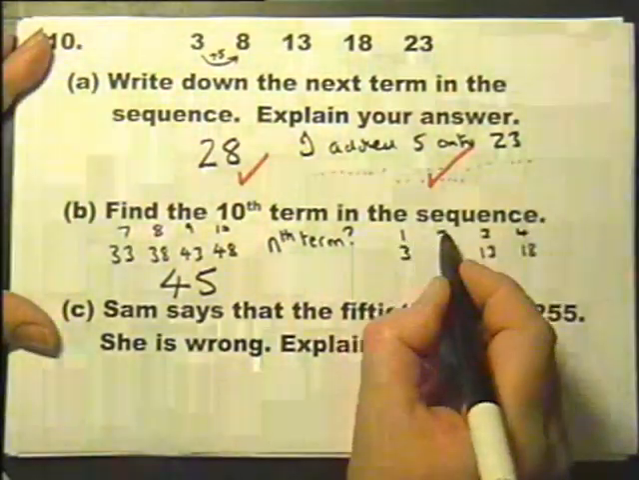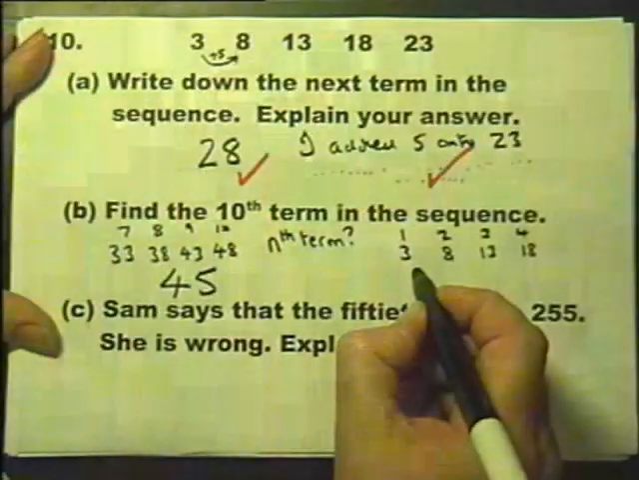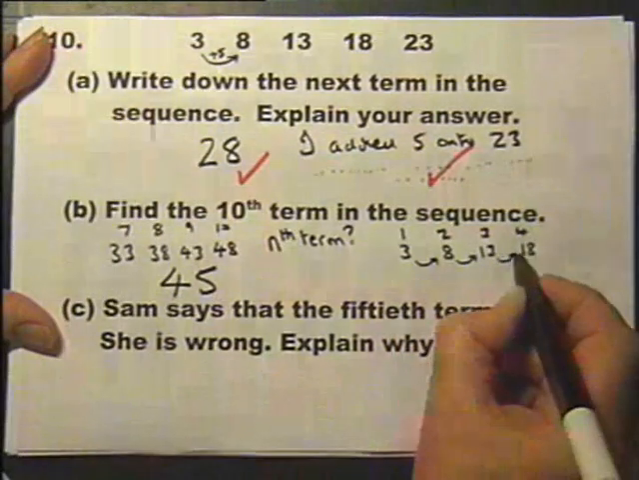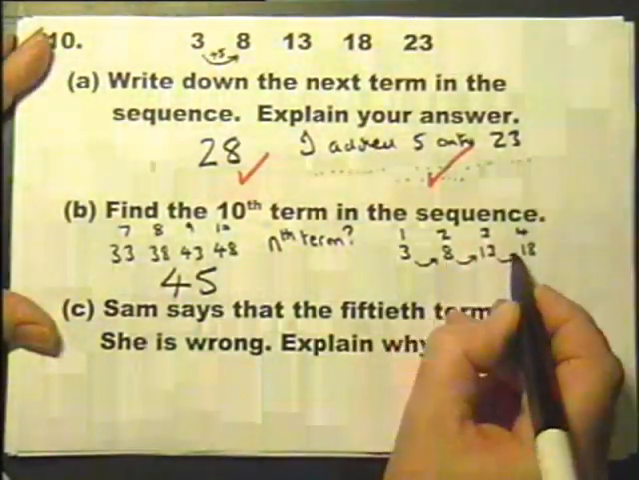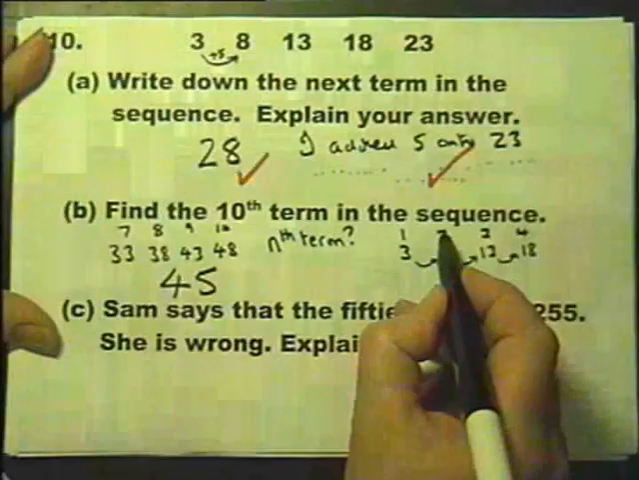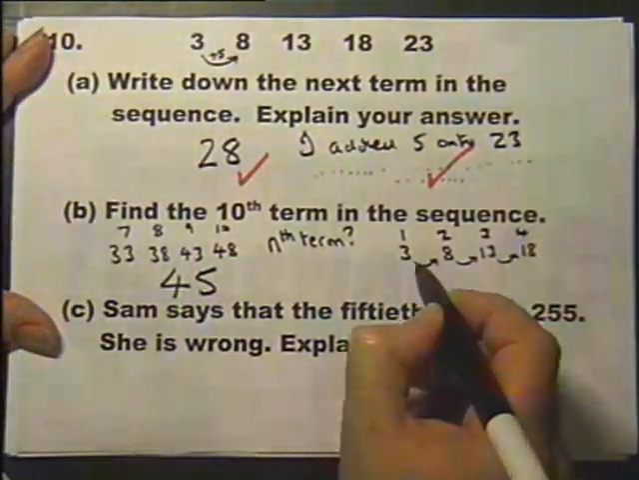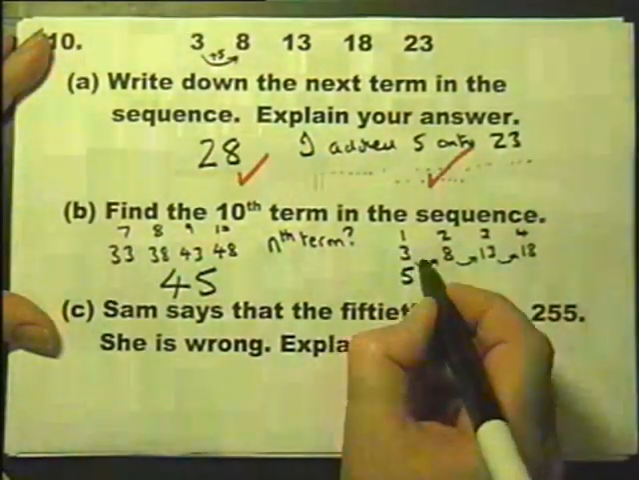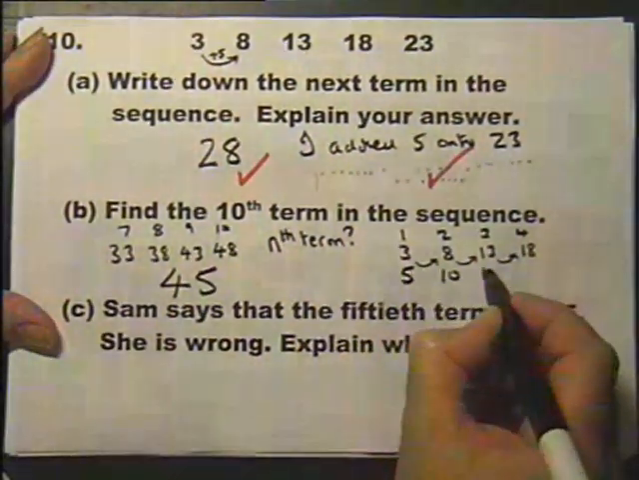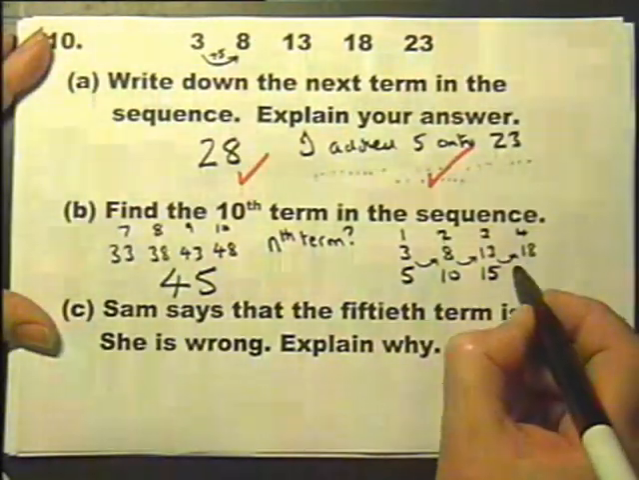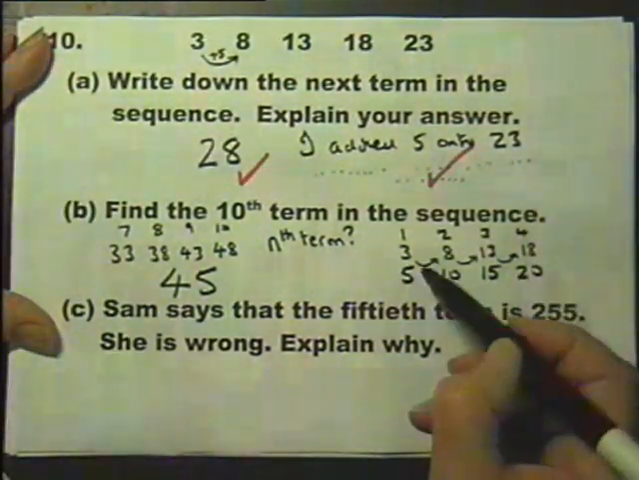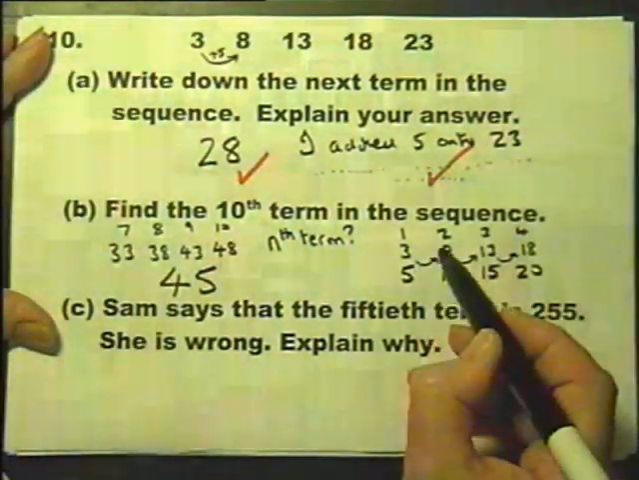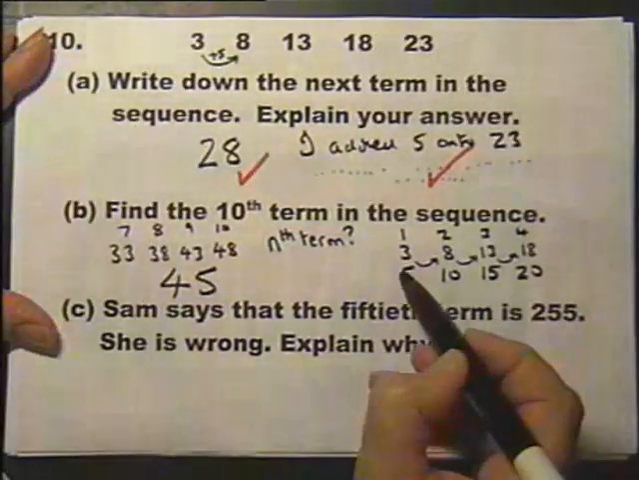Now let's multiply these position numbers by 5. Why 5? Well, because that's the clue that was given when you spotted that you add on 5 each time. So I'm going to multiply these position numbers by the 5 that I found needed to be added on each time. So 5 1s, 5 2s are 10, 5 3s are 15, and 5 4s are 20. Now, let's look at these results I've got and the actual terms and see if we can see another connection.